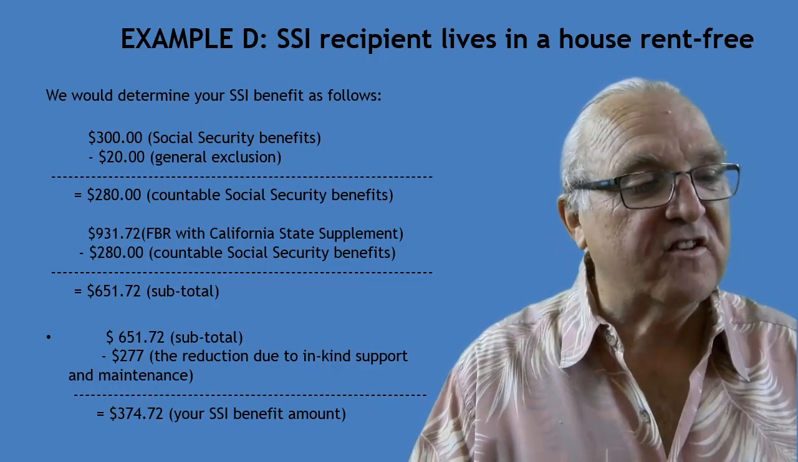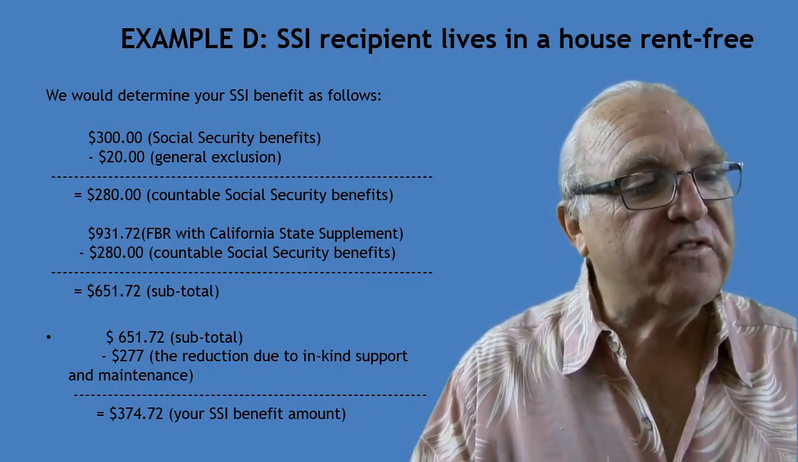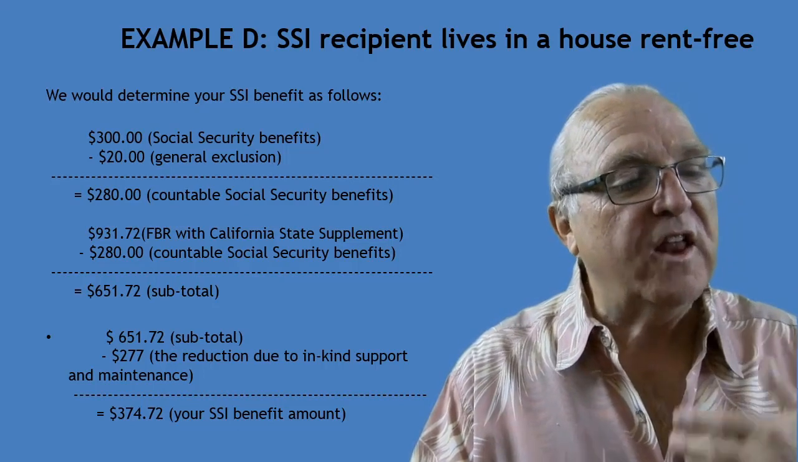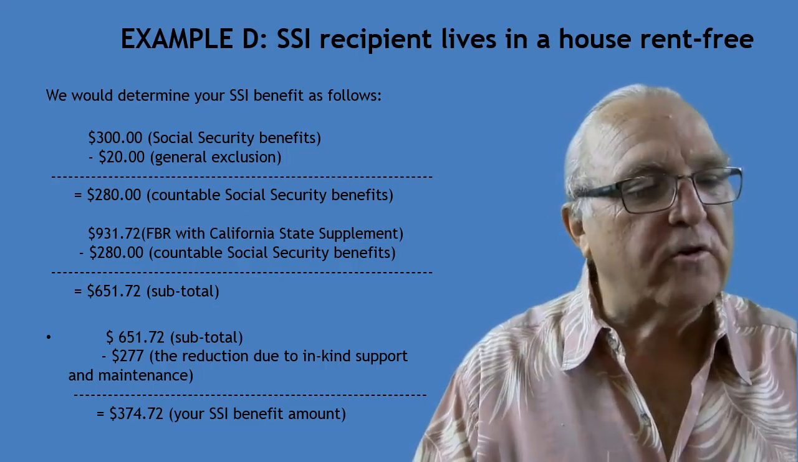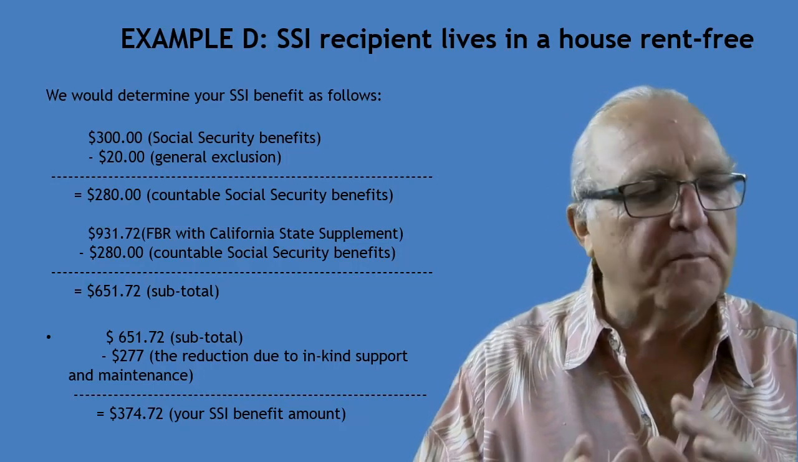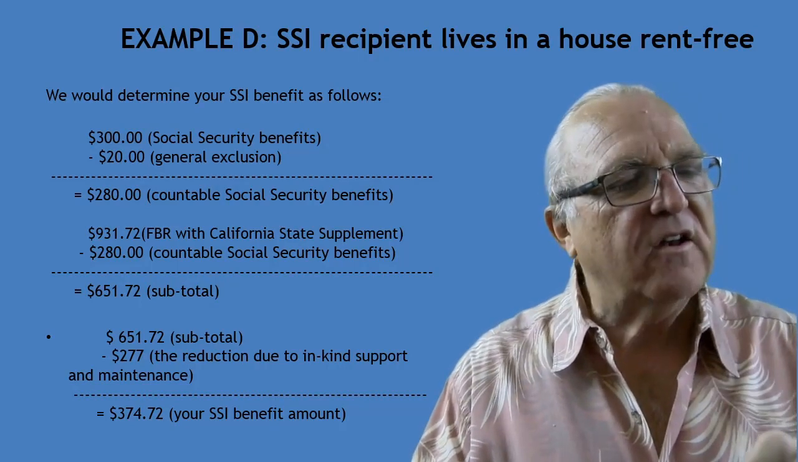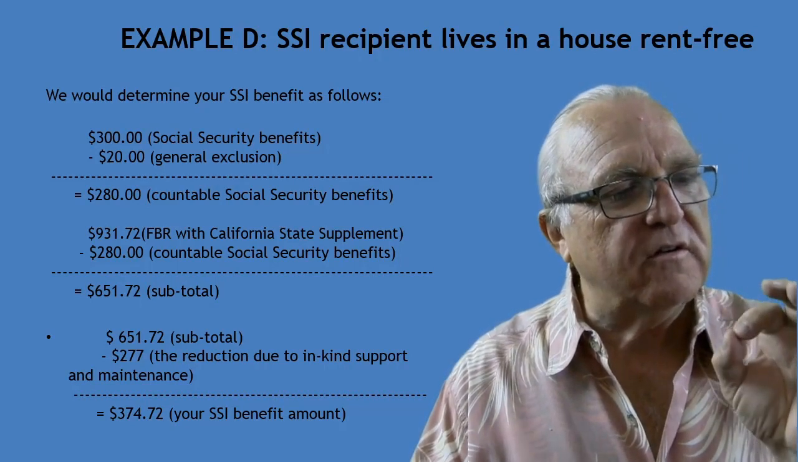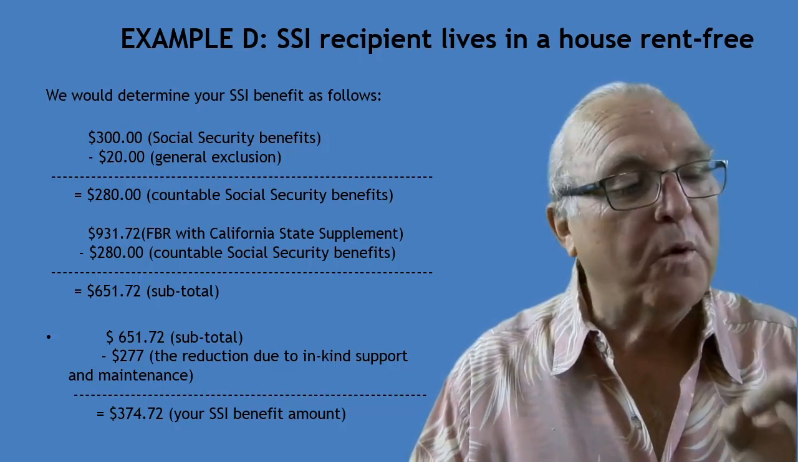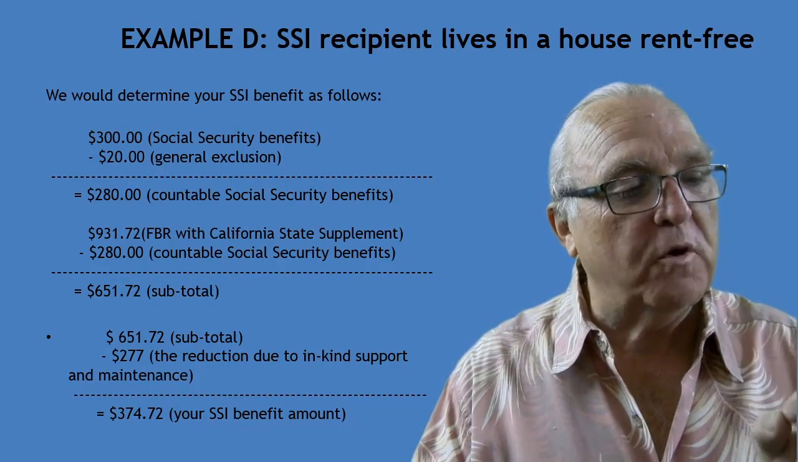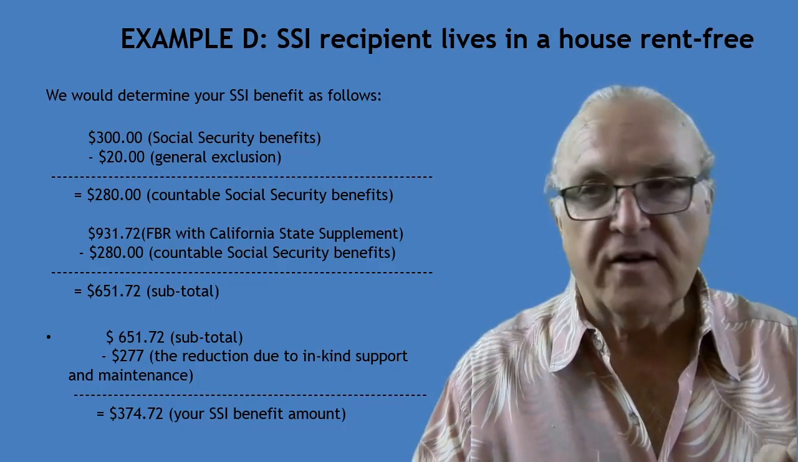Let's go to the last example. Suppose that we determine your SSI benefits are as follows. So let's say you're getting $300 a month of just regular old either Social Security, or it could be Social Security disability insurance or whatever. To that, there would be the general exclusion that would be applied. And what would happen is the $280 that would result would be subtracted from your SSI.